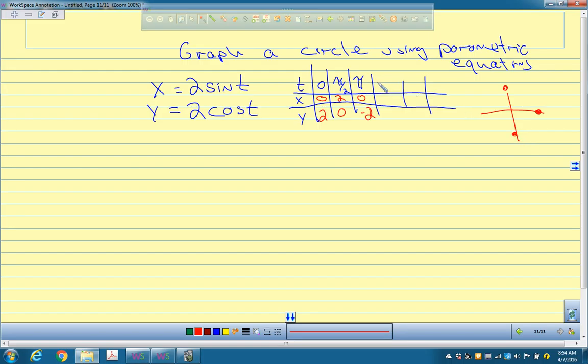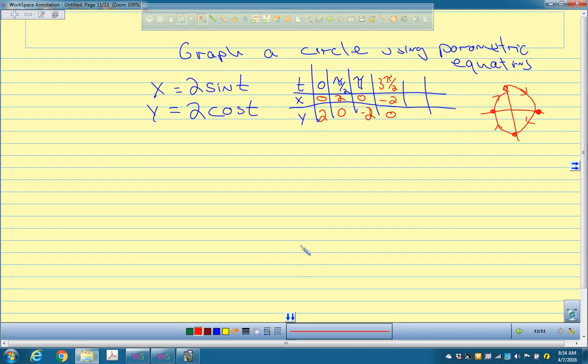And I would guess that when I got back to 3 pi over 2, the sine of 3 pi over 2 is -1. That gives me -2. And the cosine of 3 pi over 2 is 0. So I get this point right here. And so this curve is going to start here and generate around this way. That's a circle, not an ellipse. That would be a circle.